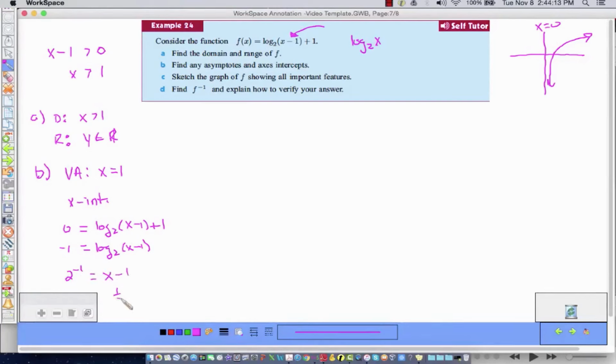So then 1/2 is equal to x minus 1. So x is equal to 1 1/2, which is 3/2. Bam! Okay? So we can use all that to sketch this graph.